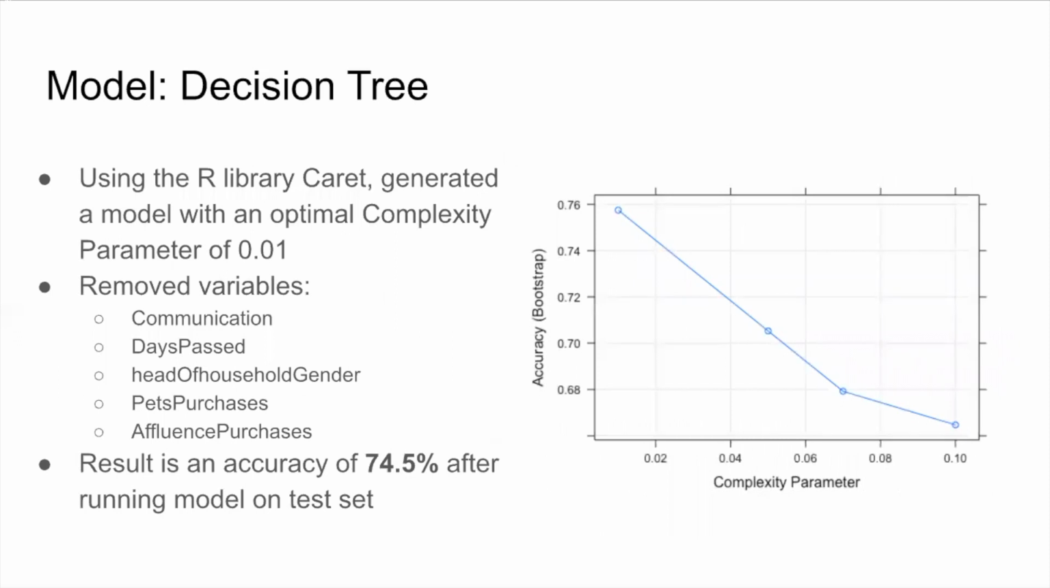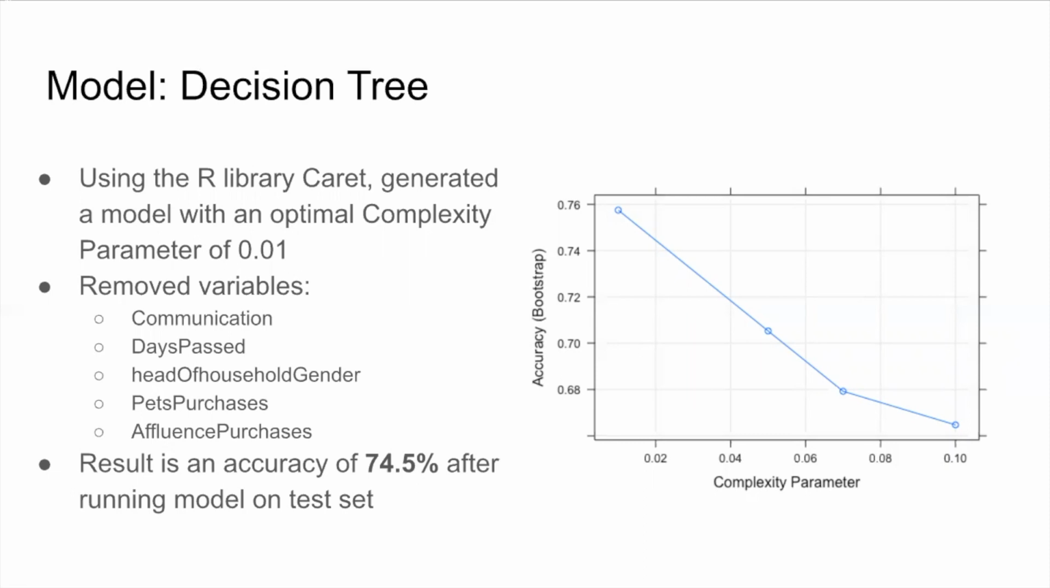In this example, we used the R library caret, which generated a couple of different decision trees with different complexity parameters. The complexity parameter is used to limit the size of the tree, and we decided on a complexity parameter of 0.01, which was the most accurate according to our graph.